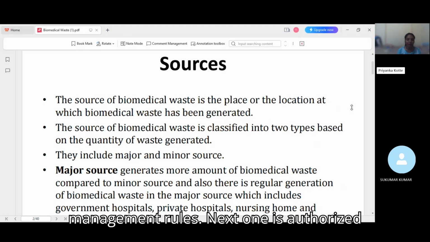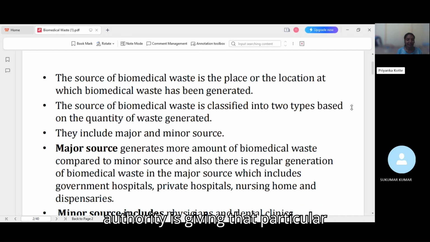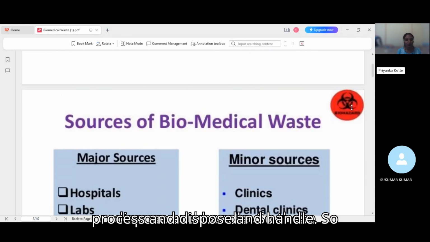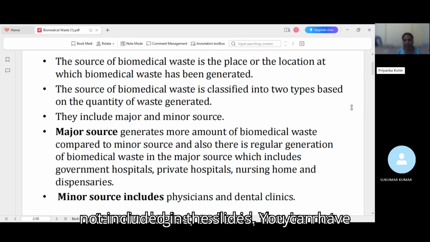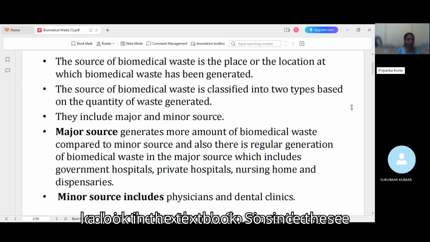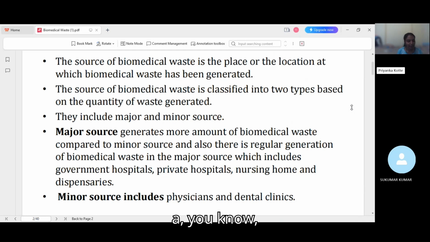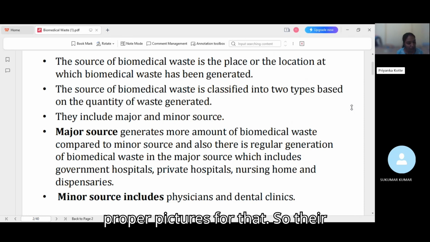Next one is authorized person. The prescribed authority gives that particular person permission to collect, receive, store, transport, treat, process, dispose, and handle. So these terminologies, as I said, are not included in the slides. You can have a look in the textbook. Since these are terminologies, I've not given much in the slides, where we don't have proper pictures for that.